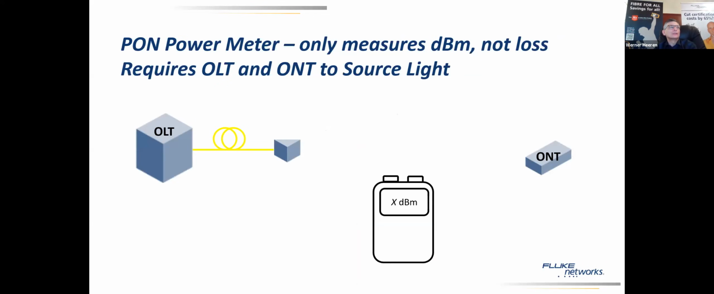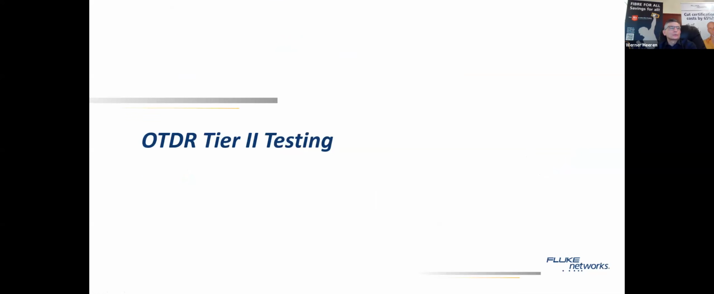Sometimes you see PON power meters in the field. Again, it only measures the power. It's not measuring the loss. So it requires the OLT and the ONT to source the light. You go in from the OLT and retransmit to the ONT, and you can measure the power. But you should measure the loss. So it's interesting to know, but OTDR testing, tier 2 testing, is for troubleshooting.